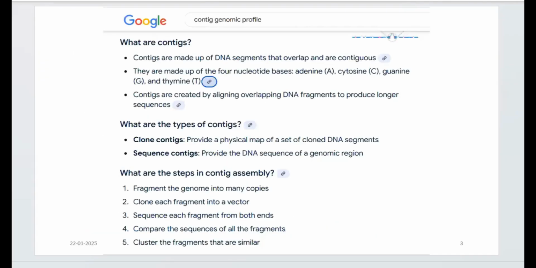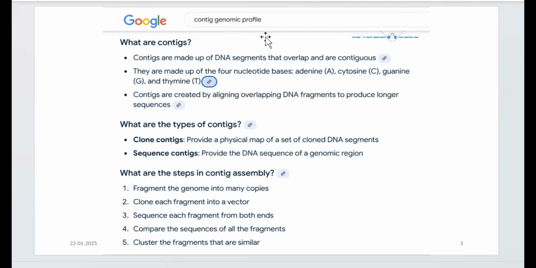Now let's know about contigs in a little more detail. Contigs are made up of DNA fragments, and there are no gaps. So you have to have overlapping fragments, right? They are made up of ATGC bases, and contigs are created by aligning the overlapping fragments so that you can get a continuous long sequence, right? Now, what are the types of contigs? Clone contigs, or there can be sequence contigs. Clone contigs are those which provide a physical map of a set of clone fragments. You are aware what cloning is, what clone fragments are?